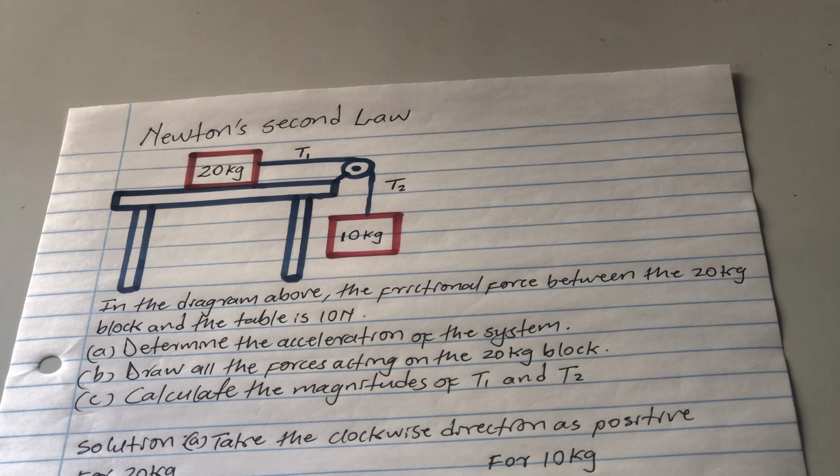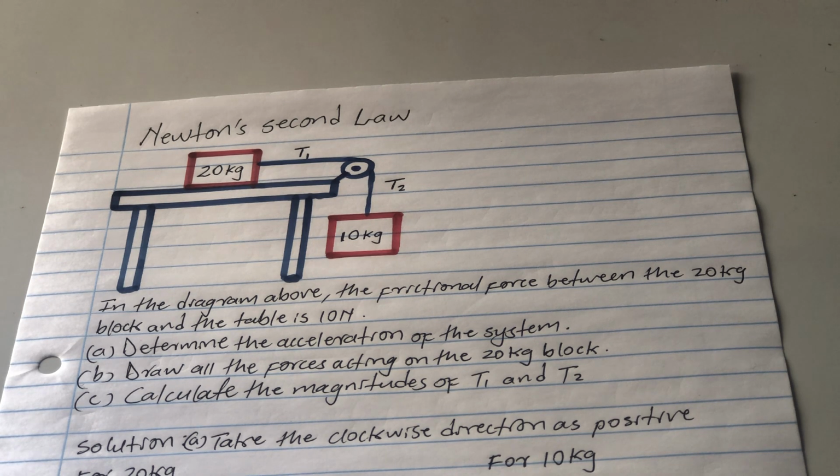You can see that the diagram is on the screen already. We have two blocks or two boxes. One is on the table and the other one is hanging and is attached to a string, which is also connected to a 20 kg block. You can see that we have T1 and T2. That's the tension.